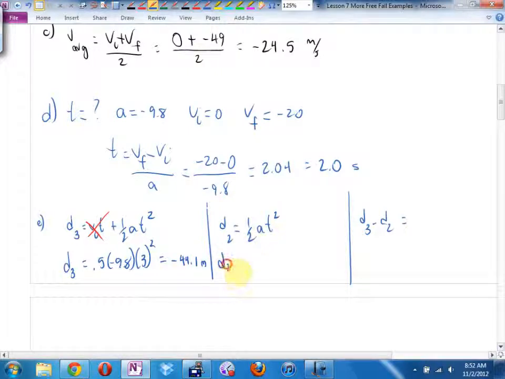This is going to be D2. It's going to be a half, negative 9.8 times 2 squared. 2 squared is 4. Half of 9.8 is negative 4.9. Negative 4.9 times 4, negative 19.6. So the total distance, the furthest distance, minus the shorter distance. Notice, Elijah, you do get a minus minus in the middle there.